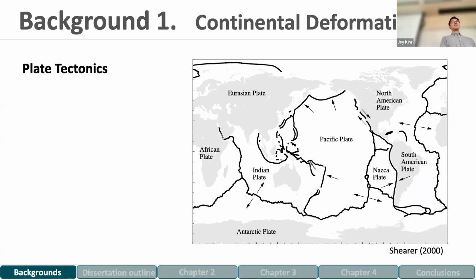So before I start my presentation, let's think about continental deformation first. Let's say we are first year undergraduate students, and let's think about plate tectonics first. This plate tectonic theory is great because it provides a framework that describes the kinematics of the plates on the surface as rigid body rotation.